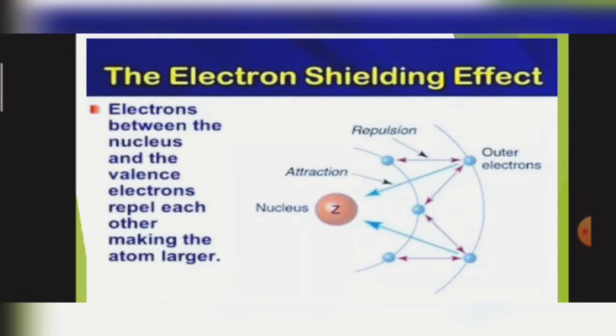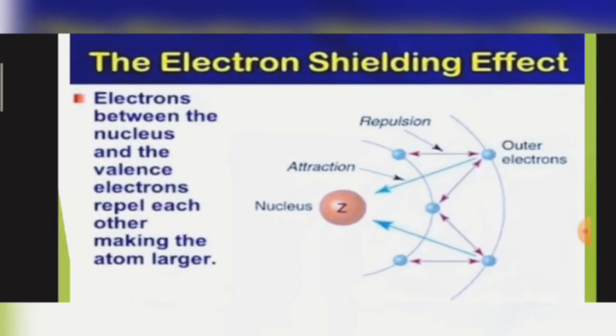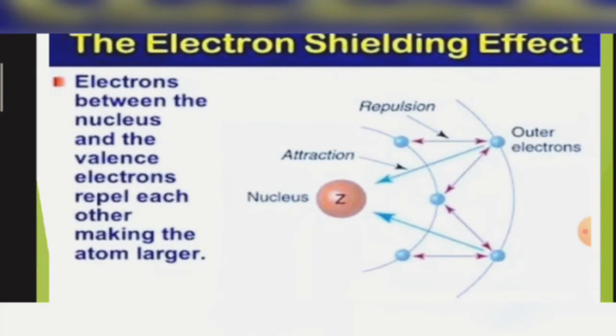What is the nuclear charge? We know that the nucleus has positive charge due to the presence of protons, and electrons have negative charge and surround the nucleus, and there is a force of attraction between the electrons and the protons in the nucleus. The charge on the nucleus is called nuclear charge, which attracts the electrons towards itself in an atom. But when the number of shells increases, the electrons present in the inner shells also increase, and then there will be two forces which will exist.